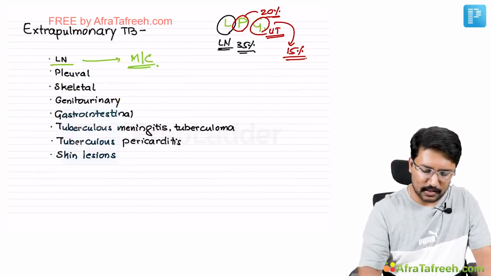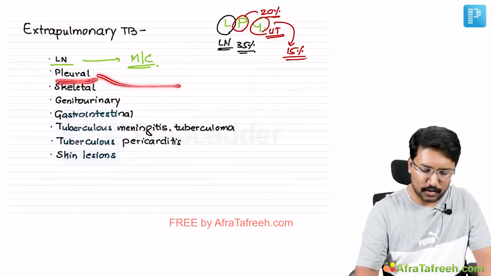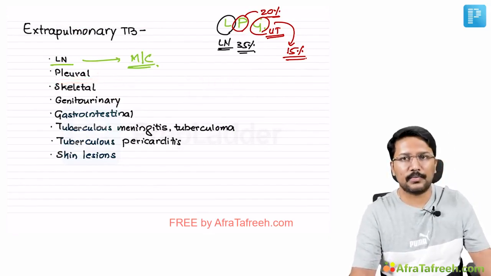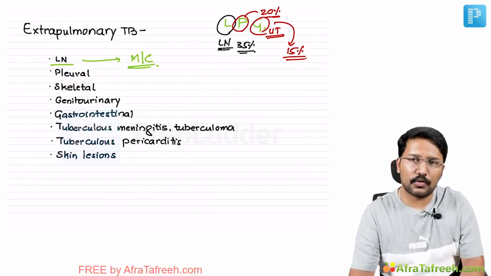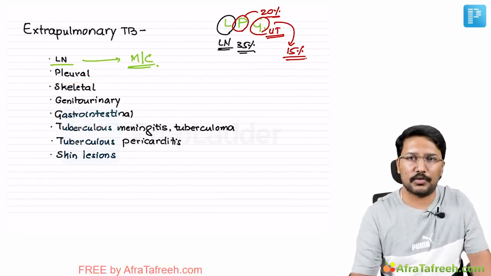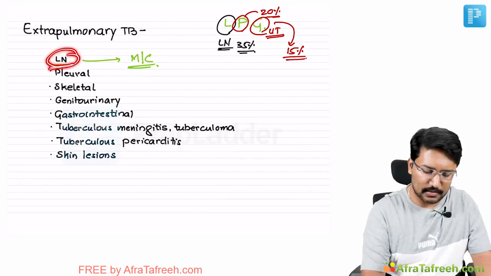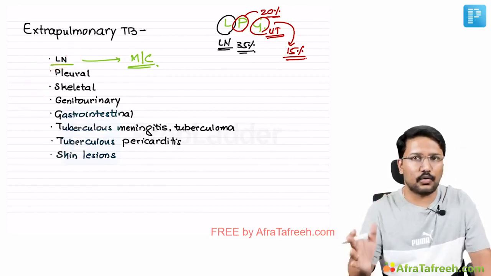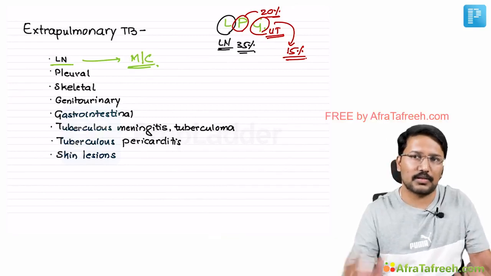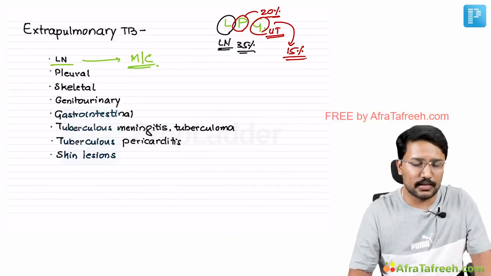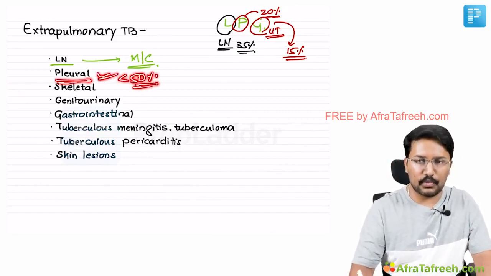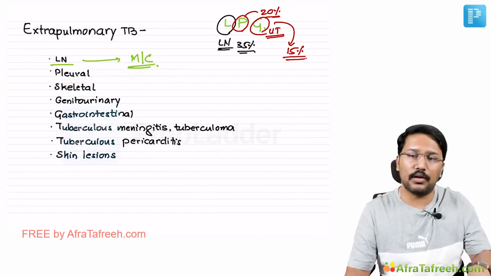Now, the second most commonly affected extrapulmonary site is the pleura, right? So pleural tuberculosis may or may not be associated with pulmonary tuberculosis. Similarly, when we talk about tubercular lymphadenitis, less than 50% of the patients will have evidence of pulmonary tuberculosis at the time of diagnosis. So in the remaining 50%, you don't see any evidence of pulmonary TB at the time of diagnosis. This is restricted to an extrapulmonary site, right? Similarly, less than 50% of patients will have evidence of pulmonary tuberculosis when you diagnose them with pleural tuberculosis.